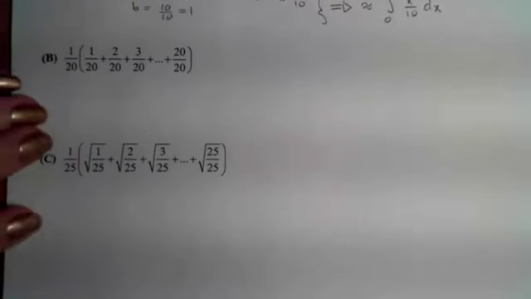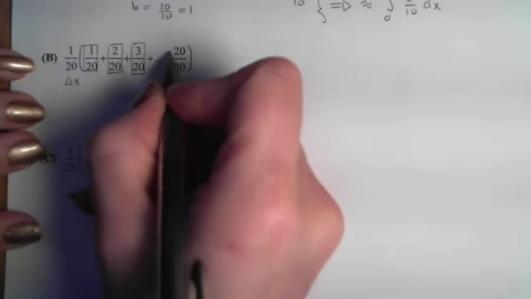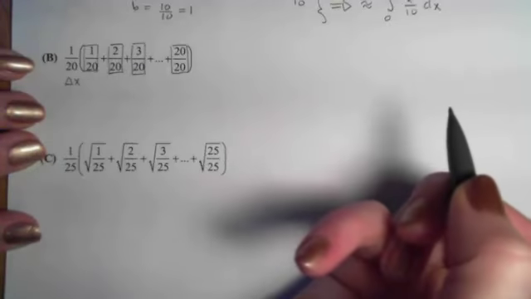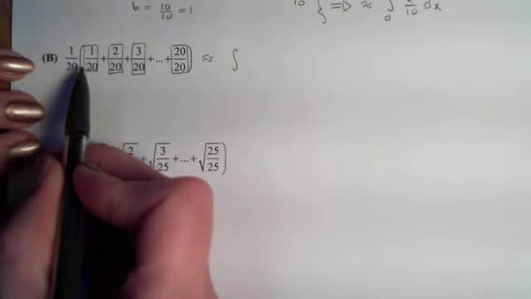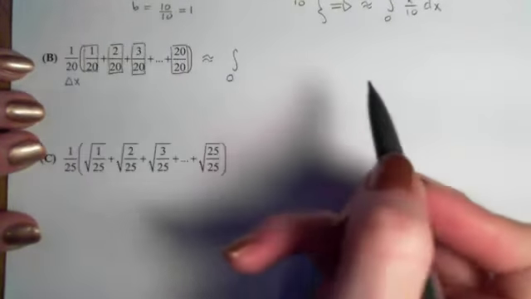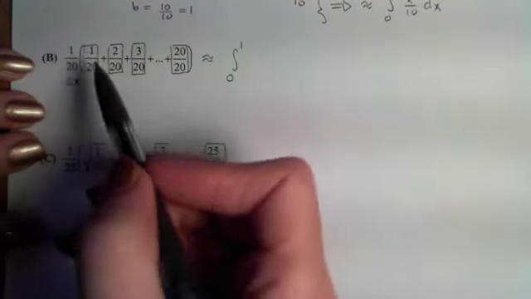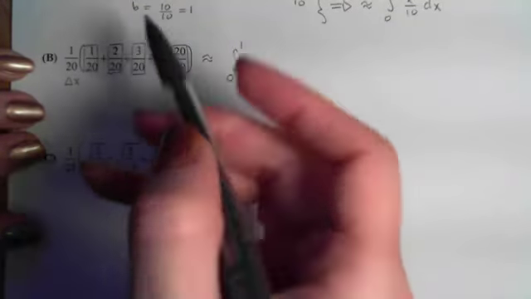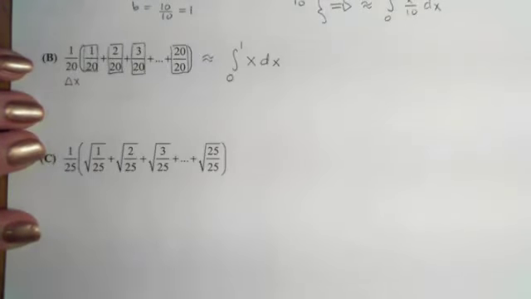Okay, let's do the same process here with b. Again, we've got our delta x here, and in this case it's a little simpler because the inputs are just going to be the 1/20th, the 2/20ths, all the way up to the 20/20ths. So in this case, my a is 1/20th minus 1/20th, or 0. My b is 20 over 20, which is 1. And my function is the box replaced with an x. And then delta x turns into a dx.